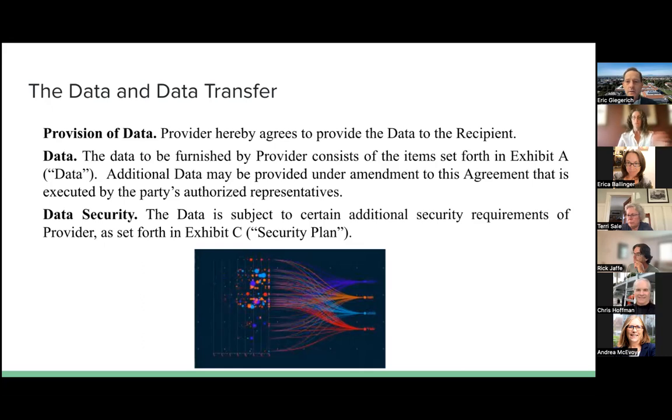And then another attachment would be data security. I put that here because it relates to what the data is and how it is handled. So there might be a security plan, and if there's a separate security plan that is long, it would be thrown into an attachment. If it's short enough, it could be just a few terms in the body of the agreement.